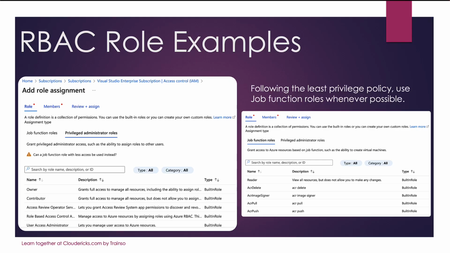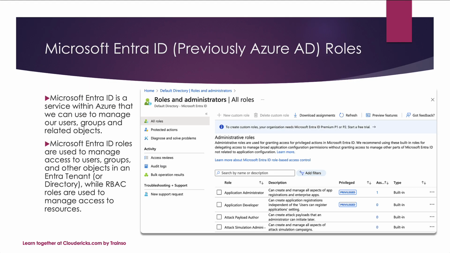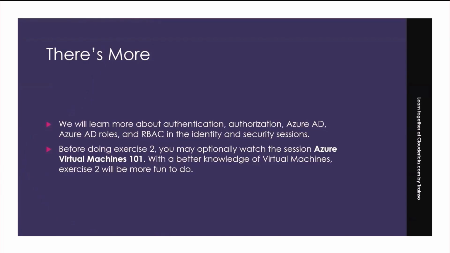It is always advised to follow a least privilege policy, which means do not give permissions that are not needed. Give only permissions that are really needed. And with RBAC, you can do that by assigning only roles specific to a resource that you need. Azure AD roles. Azure AD roles are used to manage access to users, groups, and other objects in your Azure Active Directory, while RBAC roles are used to manage access to resources. So within Azure AD, you have roles such as application administrator, application developer, global administrator, etc. We will learn more about authentication, authorization, Azure AD roles, and RBAC in identity and security sessions.